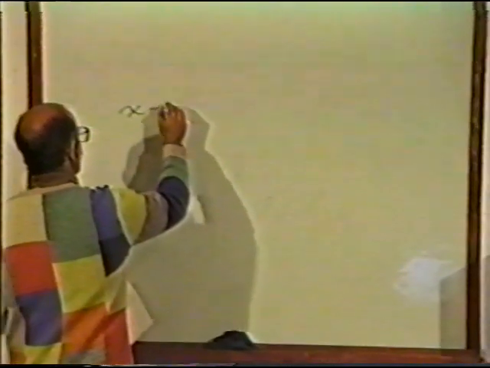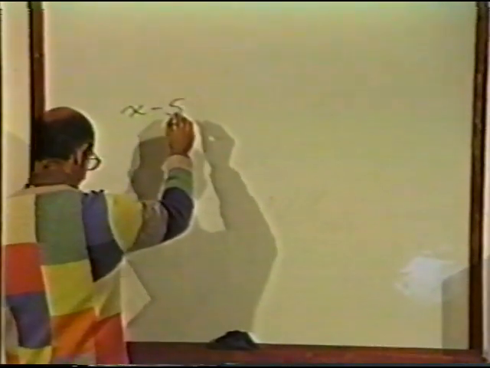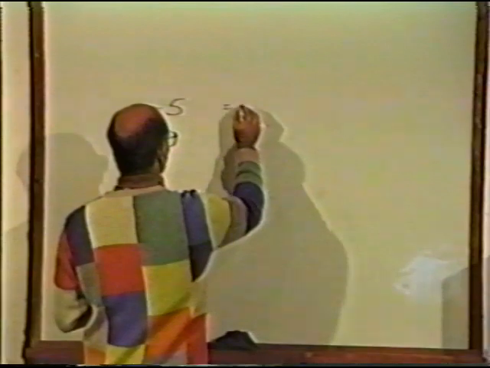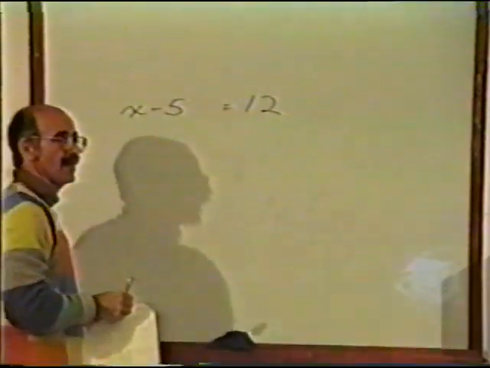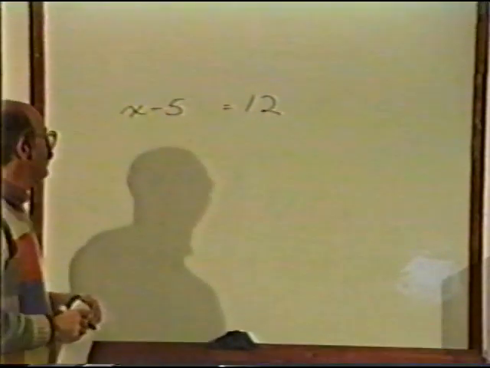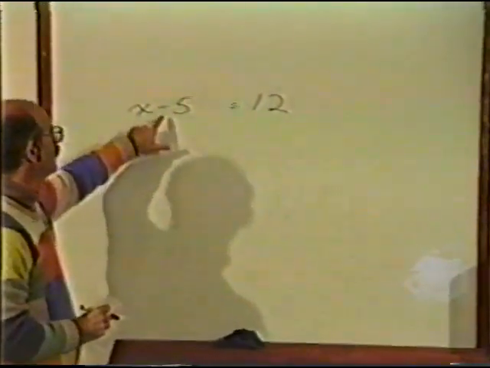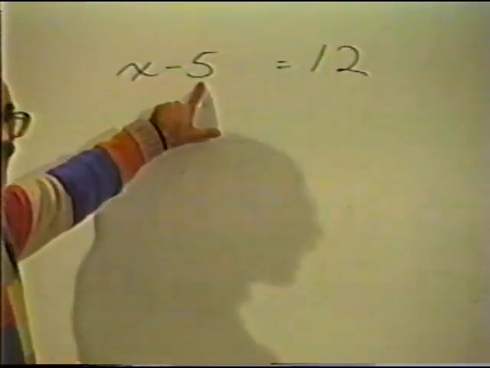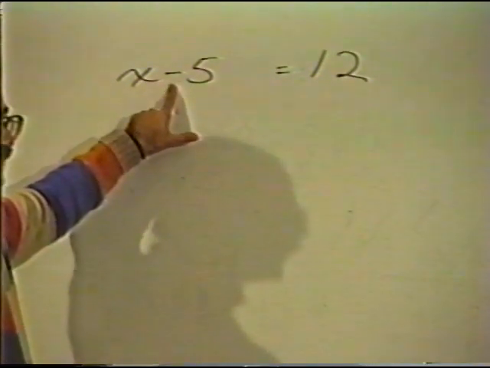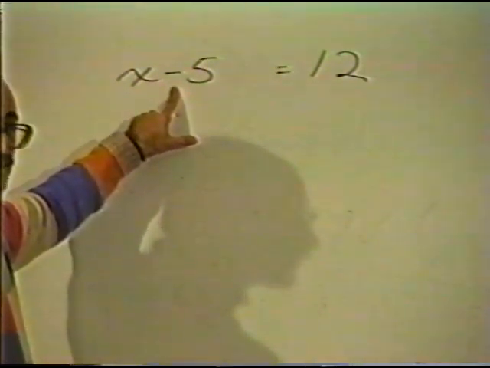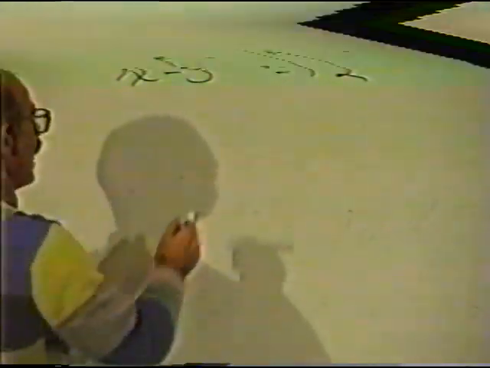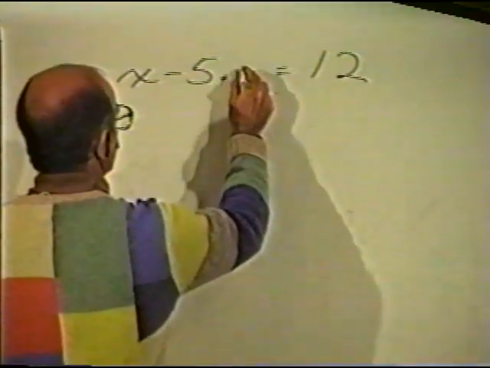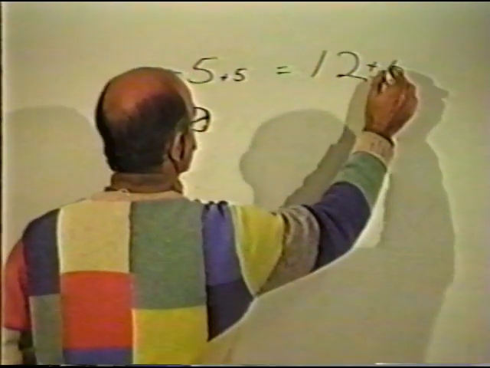X minus 5 equals 12. This time, what is the operation, the relationship between the x and the 5? Subtraction. So we need to do the opposite, which is addition. We're going to add 5 to each side.